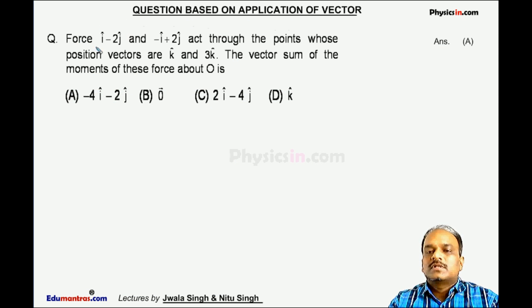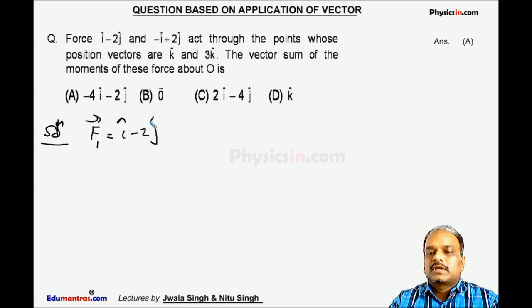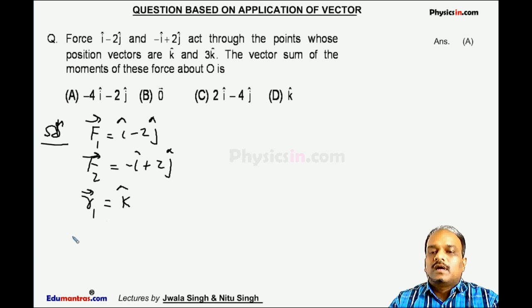Question based on some application of vector. Force F1 is given by i cap minus 2j cap. Force F2 is given by minus i cap plus 2j cap. They act through a point given by R1, that is equal to k cap, and R2, that is equal to 3k cap. We know the moment.